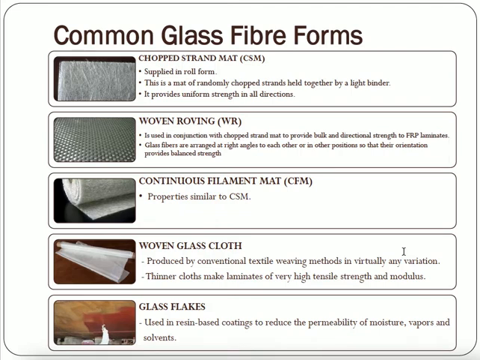Then the next one is woven glass cloth. It is produced by conventional textile weaving methods in virtually any variation, where thinner cloth can make laminates of very high tensile strength and modulus. And the last one is glass flakes. It is used in resin-based coatings to reduce the permeability of moisture, vapors, and also solvents.